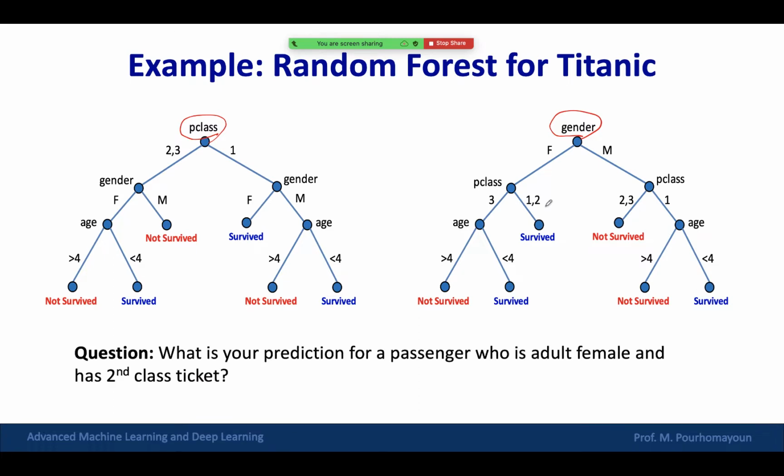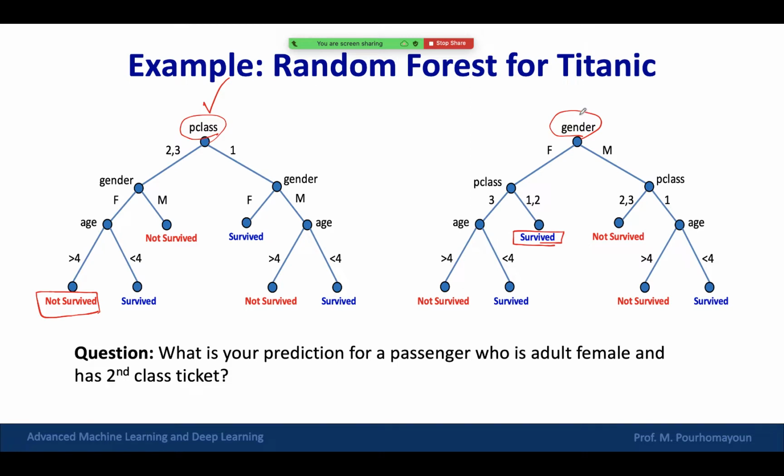And in this example, what is the prediction for a passenger who is adult, female, and has a second class ticket? By the left tree, let's check this one first. Second class, so I come here, and female and adult, so not survived according to this tree. But according to this tree, it was female second class, survived.